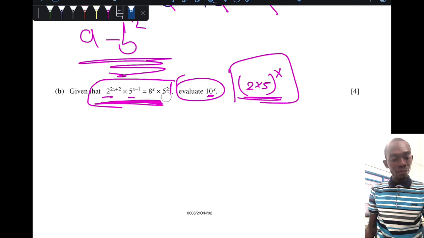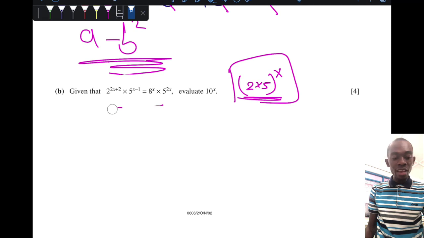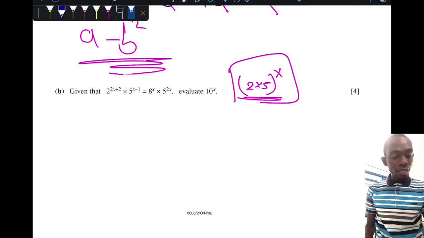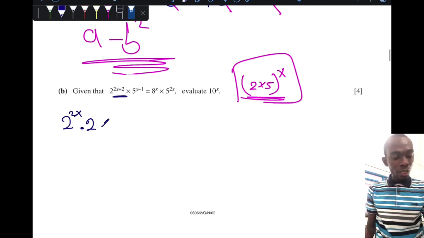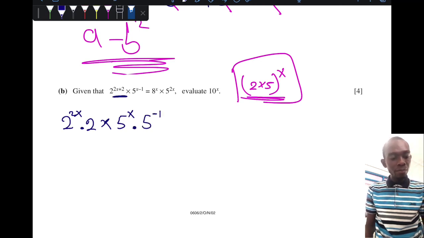Let's manipulate it. We are going to employ everything we know, every indices rule, everything we know in mathematics to do that. So if I start from here, I can write 2 to the power x times 2, right? It's not dot, it's times. And I have times 5 to the power x times 5 to the power negative 1. Do you agree? Yeah. Then I have 2 to the power 3x dot 5 to the power 2x.